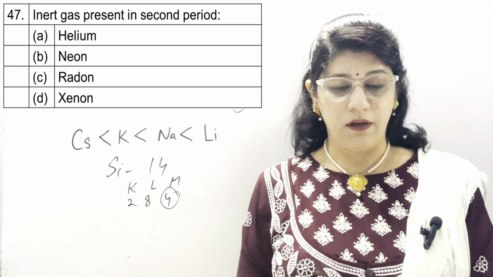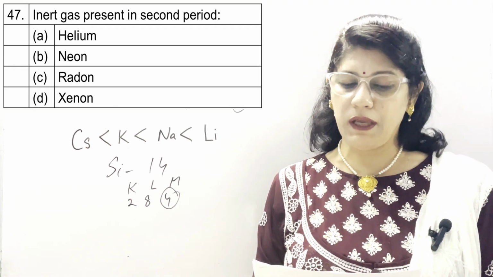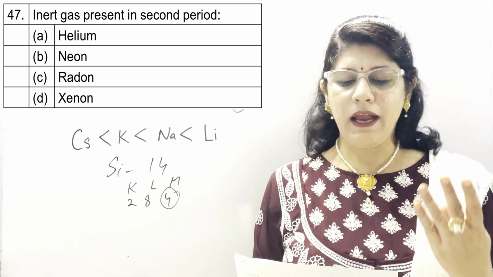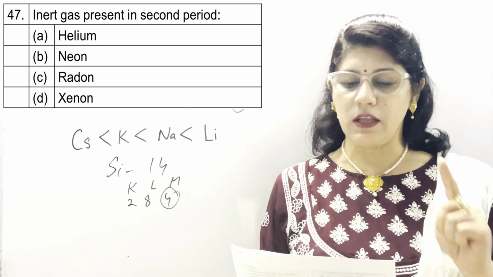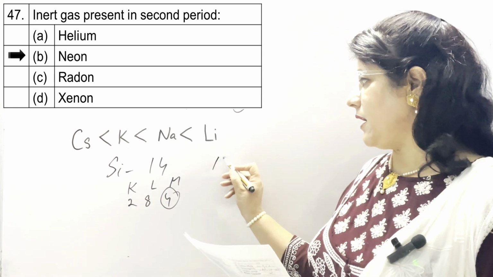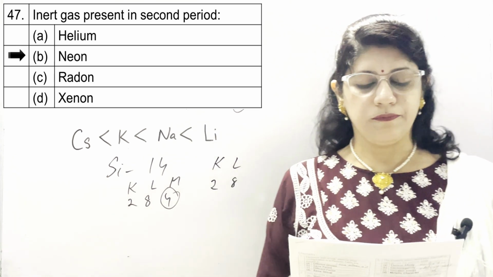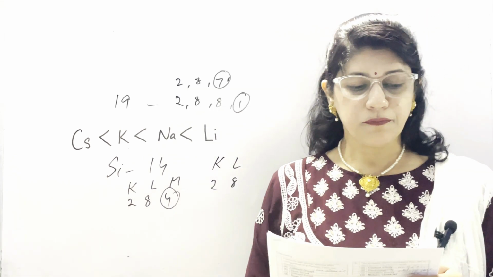Question number 47. Inert gas present in second period. Options given are helium, neon, radon and xenon. So correct option is neon, because K and L, two shells, so 2 and 8. It means neon with atomic number 10.